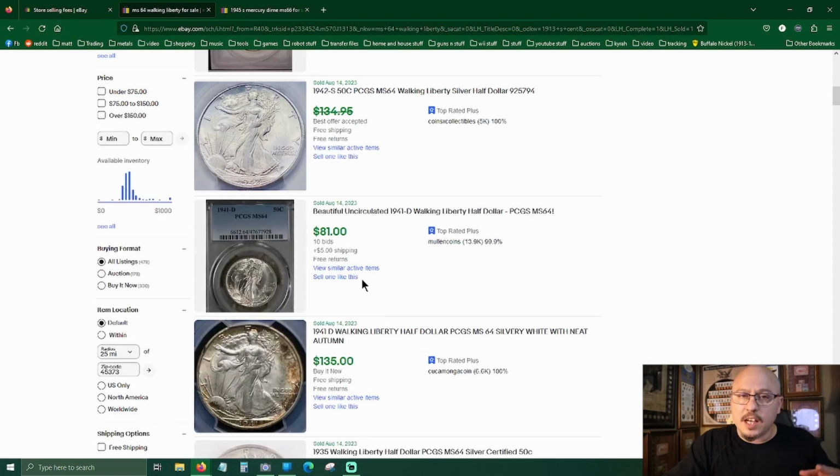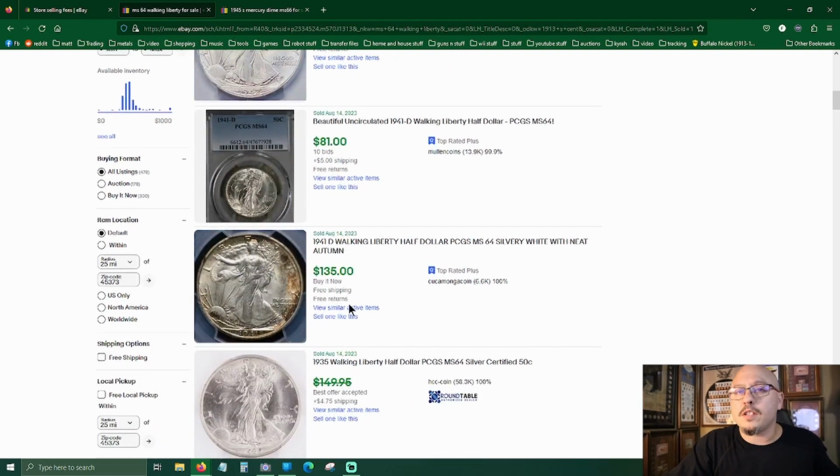Now, PCGS, NGC, you can add those search terms and narrow it down to your specific coin in your specific grade. And this is why selling graded coins on eBay, if you can buy them originally for the correct price, is a very lucrative thing because the margins are pretty much set. You just have to make sure that you're buying at the right price.